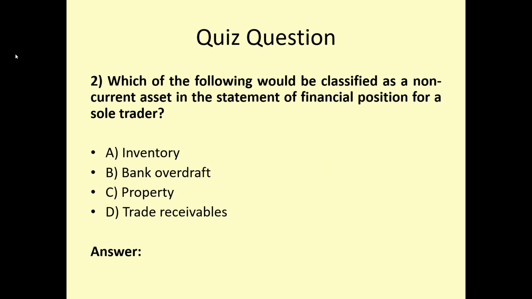Number 2. Which of the following would be classified as a non-current asset in a statement of financial position for a sole trader? Would be A. Inventory, B. Bank overdraft, C. Property, D. Trade receivables.